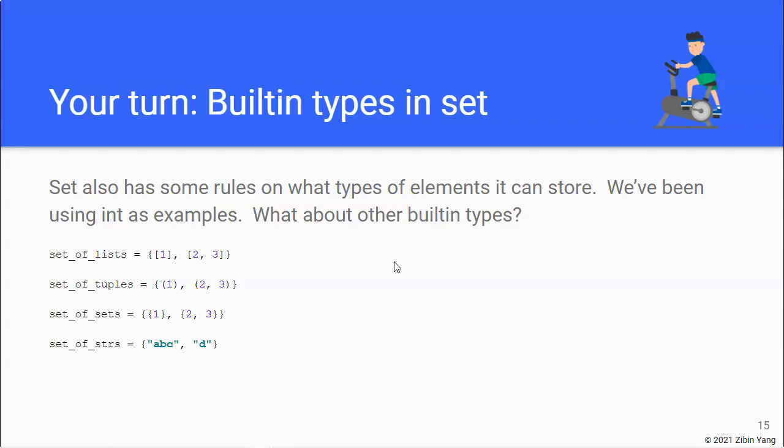So I've been talking for a while, and hopefully you have followed along and tried out the code on your own. Here is an additional exercise for you to try. We've been putting ints in sets, which works. Now, what about sets of other built-in types, such as a set of lists here, a set of tuples, a set of sets, and a set of strings? Try these out on your own, and some of them won't work. See which ones don't, and see if you can find a pattern of which built-in types cannot be put in a set.